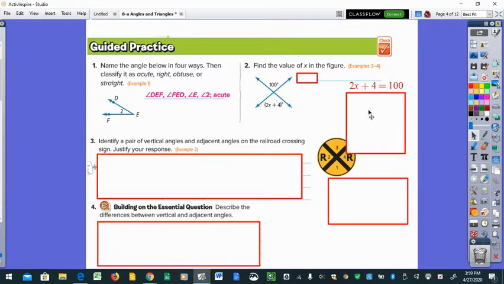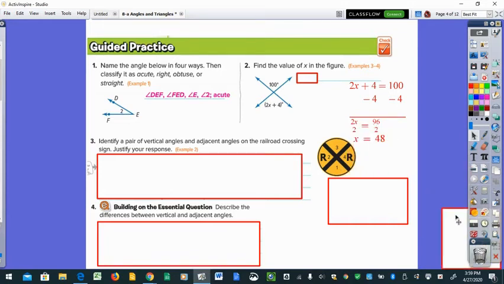So we could set up a little two-step equation. We could come over and Woodruff bubble this, if that sounds familiar. I hope it does. Subtract 4 from both sides, get 2x equals 96. Undo the multiplying by dividing by 2, and the x would be 48. If you take 2 times 48, you get 96. Add 4, it would be 100 degrees. So in order for these two to be equal, which they must be because they're vertical angles, the x would have to be 48.